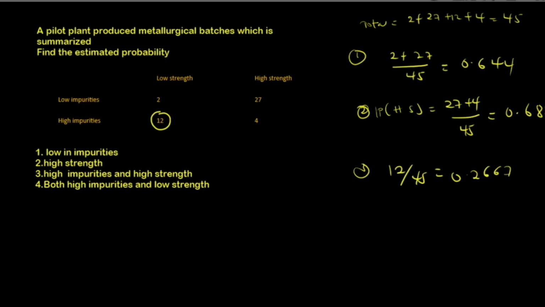You could also find the last probability, which will give you high impurity and high strength. Let's do that. So this is question number 4, which is both high impurity and low strength, and that is this. So let's do number 3. With number 3, they're asking us to find high impurity and high strength. So high impurity and high strength is here, matches to this. That's very simple as that. So the probability will be 4 over 45, giving you 0.08.